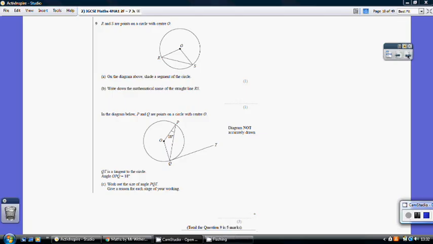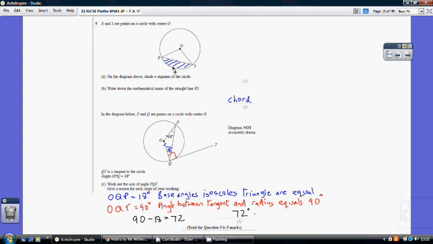Question 9. Part A, shade a segment of the circle. Well, a segment is the area between a chord and the circumference, so this little area here. Now write down the mathematical name of the straight line RS. Well, this is called a chord. Now any line going from one part of the circle to another that does not pass through the centre is called a chord.